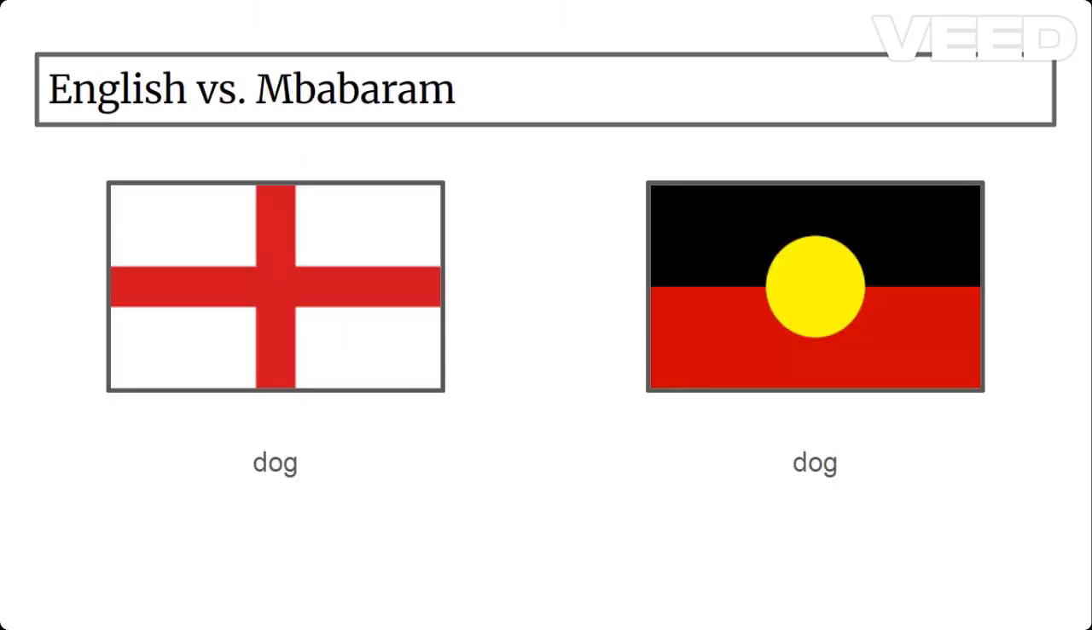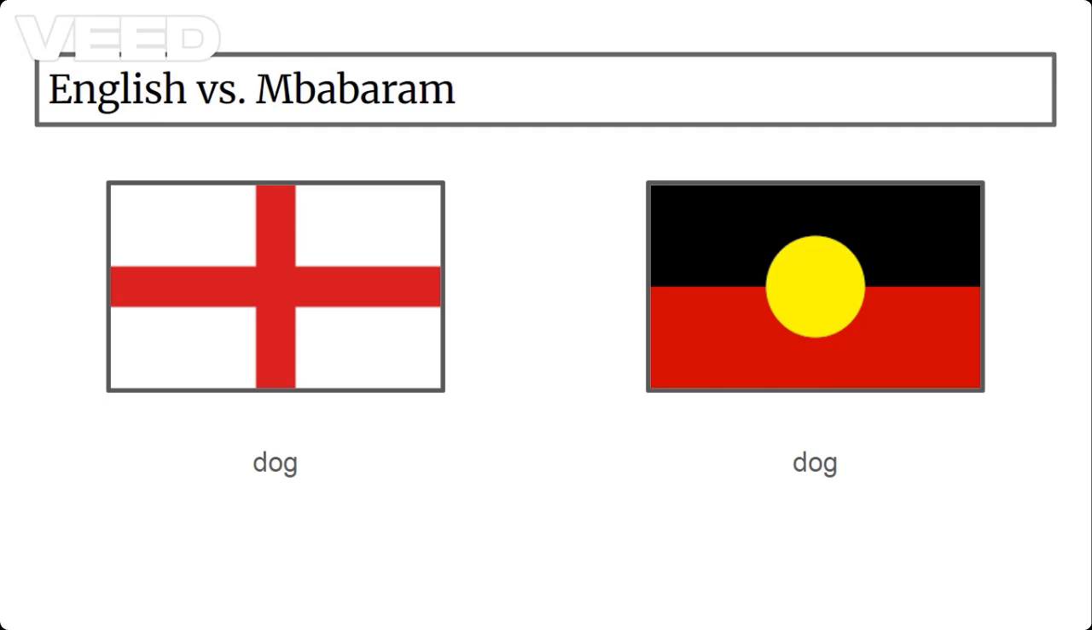Once again, let's start with the most famous example, which is that the English word dog is almost completely identical to the Mbabaram word for dog, which is just dog. Mbabaram is an Aboriginal Australian language that is related to its more famous cousin, Jirbal.